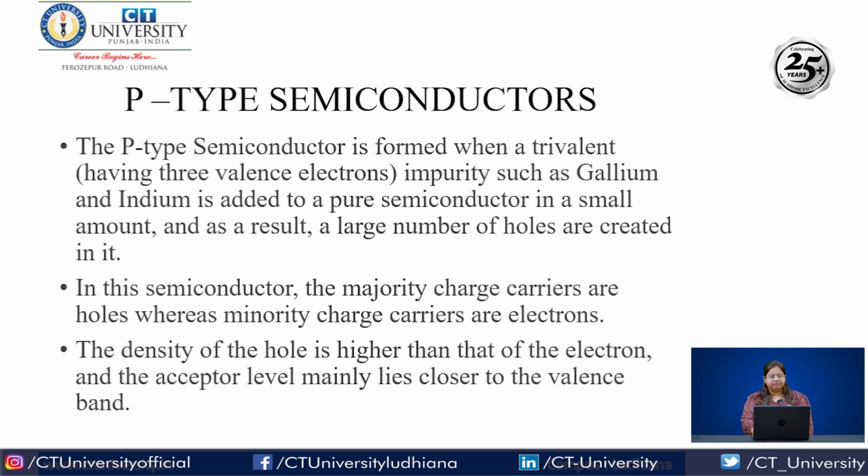P-type semiconductor. The p-type semiconductor is formed when a trivalent impurity such as gallium and indium is added to a pure semiconductor in a small amount, and as a result a large number of holes are created in it. In this semiconductor, the majority of charge carriers are holes, whereas minority charge carriers are electrons. The density of holes is higher than that of electrons, and the acceptor level mainly lies close to the valence band.